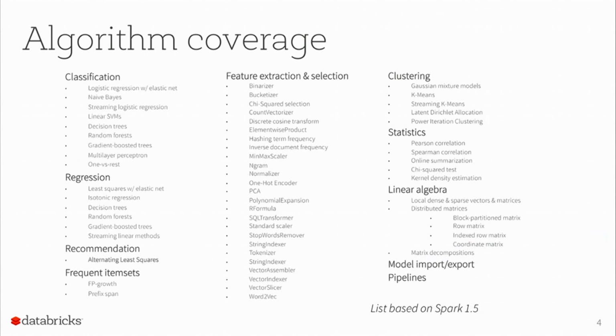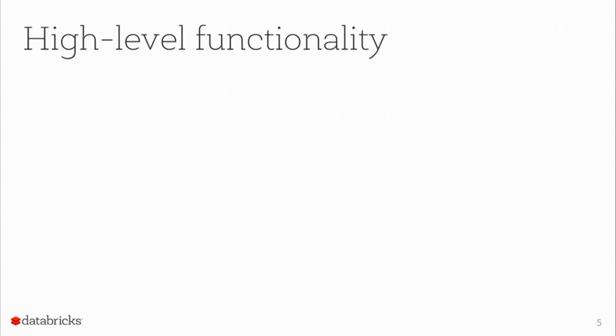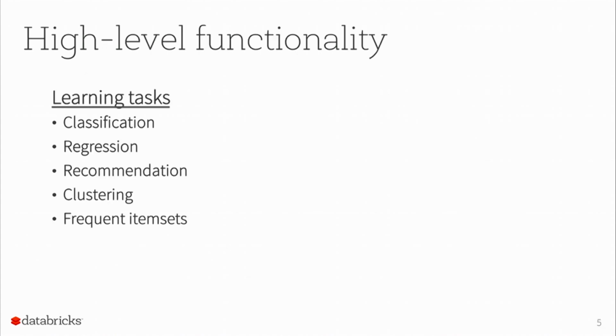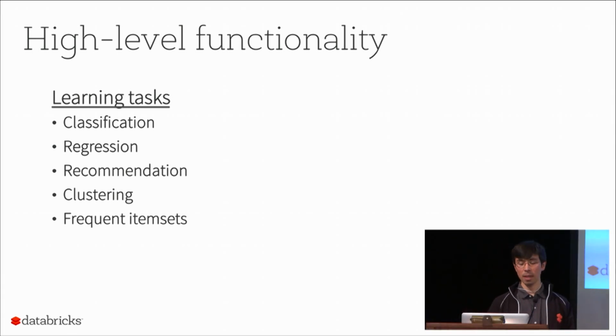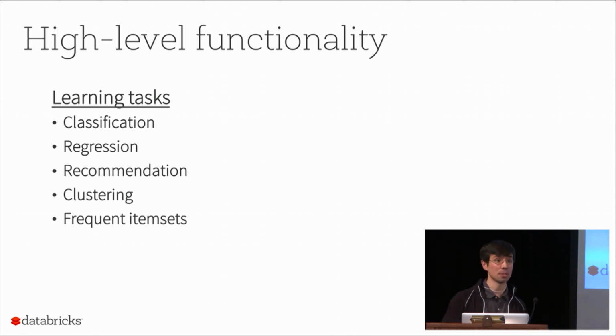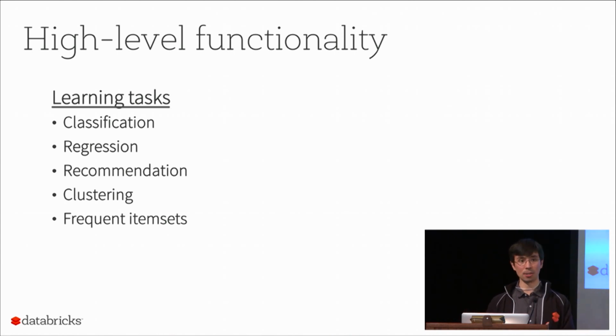So in terms of algorithmic coverage in MLlib, here are the algorithms as of 1.5. You can't read them, of course, but let me summarize. At a high level, the set of learning tasks we try to tackle are classification, regression, recommendation, clustering, and frequent item sets, also known as association rules sometimes. But these are pretty standard sets of algorithms within each of these types of tasks. Logistic regression, linear regression, trees and ensembles, and so on.